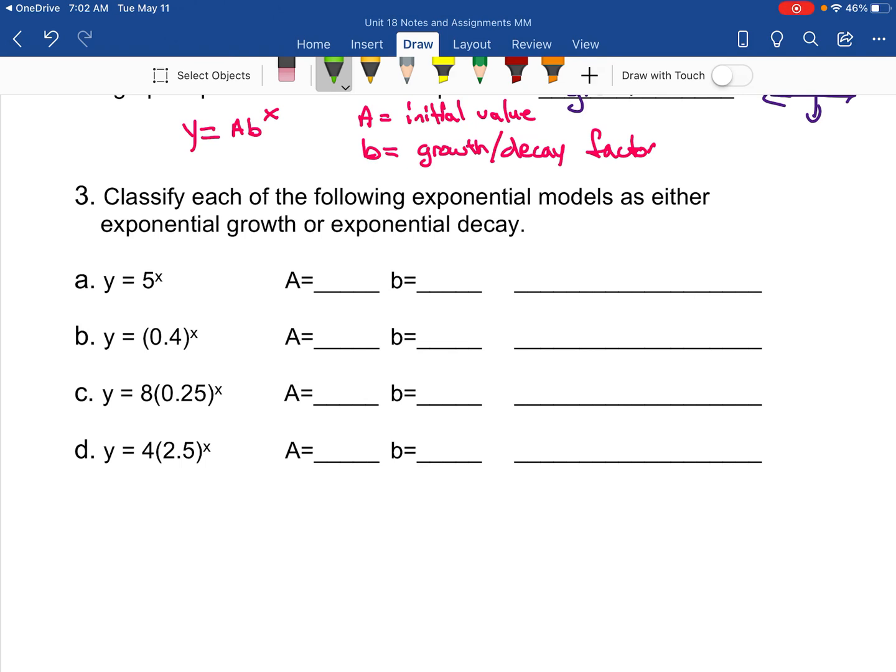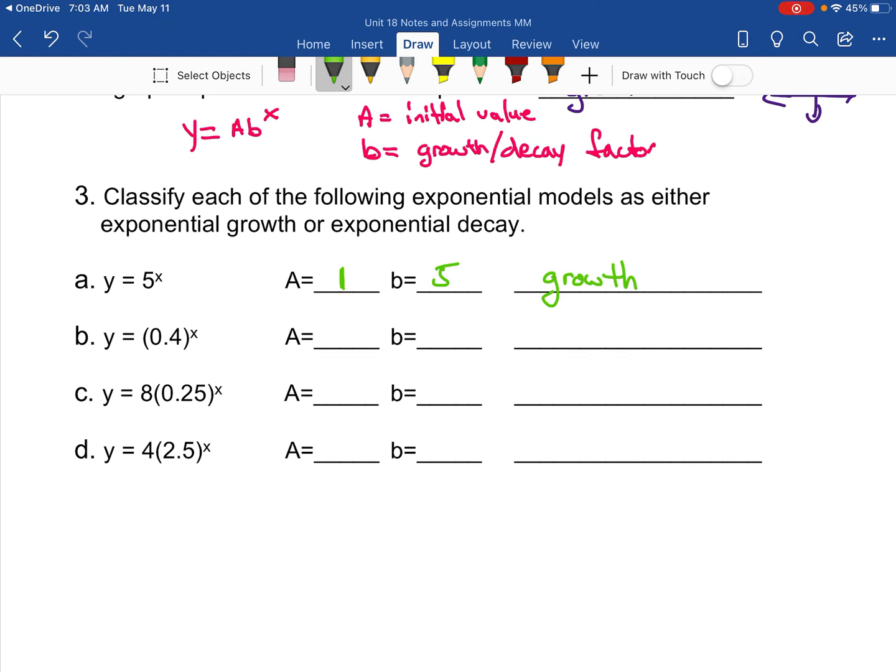What's our a value? Well, even though you don't see it, there's a 1 there. That's our a value. It's our starting point. And our b value is 5, which is greater than 1. Therefore, it is growing. It's exponential growth. If you were to graph this, it would cross the y-axis at 1, and it would grow. It would go up from left to right.